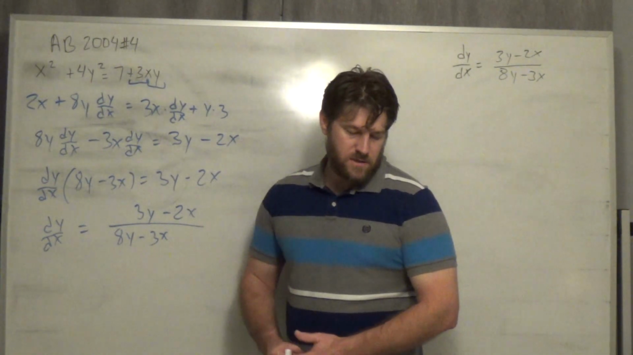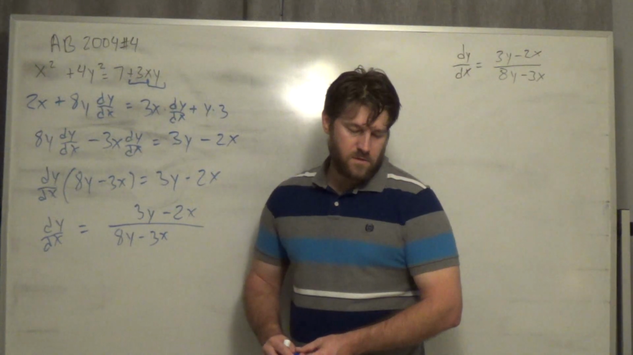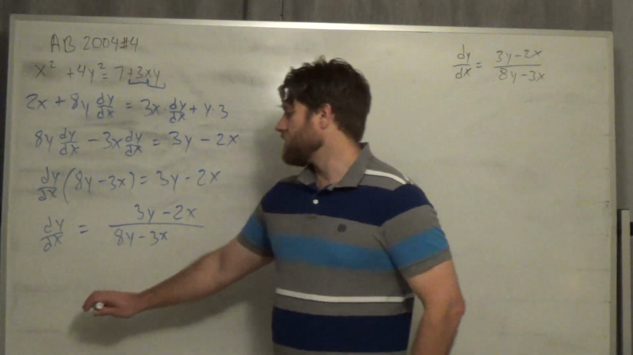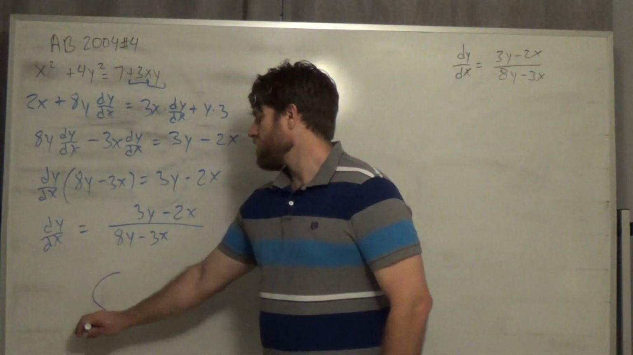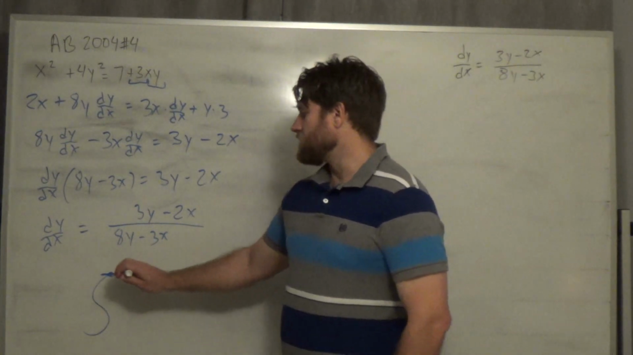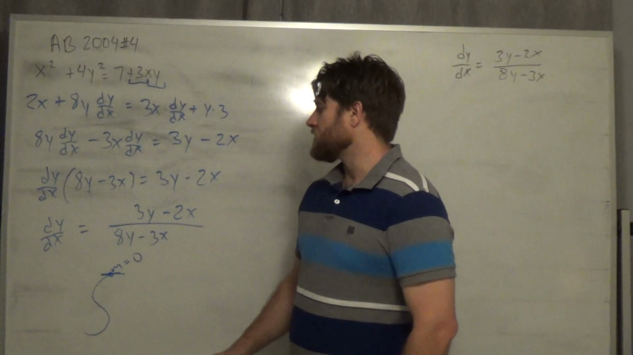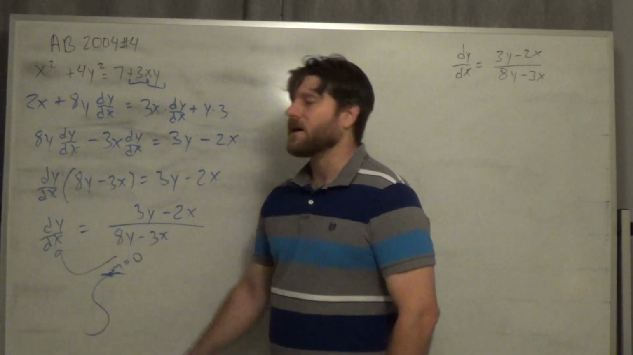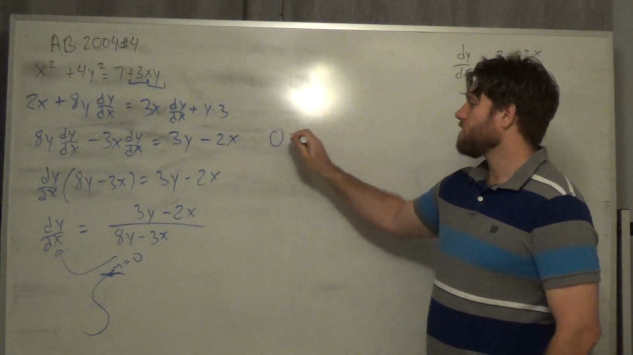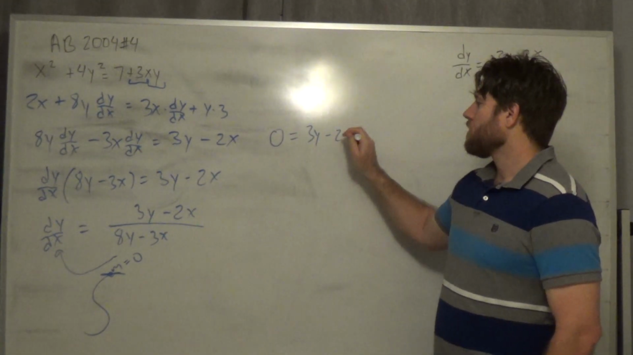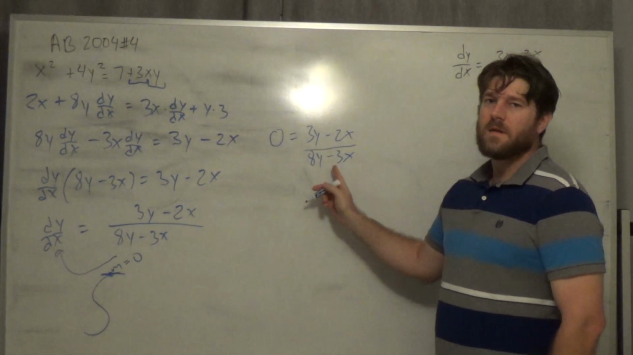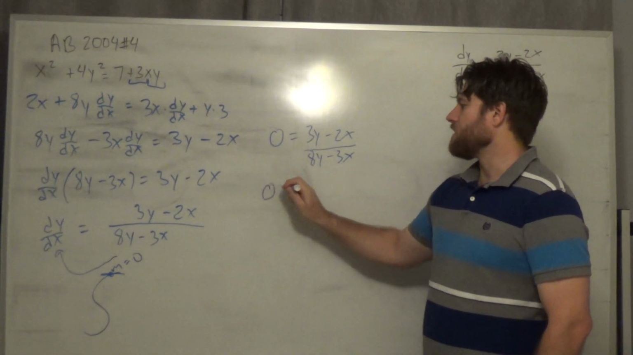The second part says, show that there is a point P with x coordinate 3 at which the line tangent to the curve is horizontal. So ladies and gentlemen, you have some curve, and if the tangent line is horizontal, that means the slope is 0. When we say the slope is 0, we're talking about dy dx. The slope is 0. So we set dy dx equal to 0. And immediately this piece multiplies to the other side and the denominator gets destroyed.